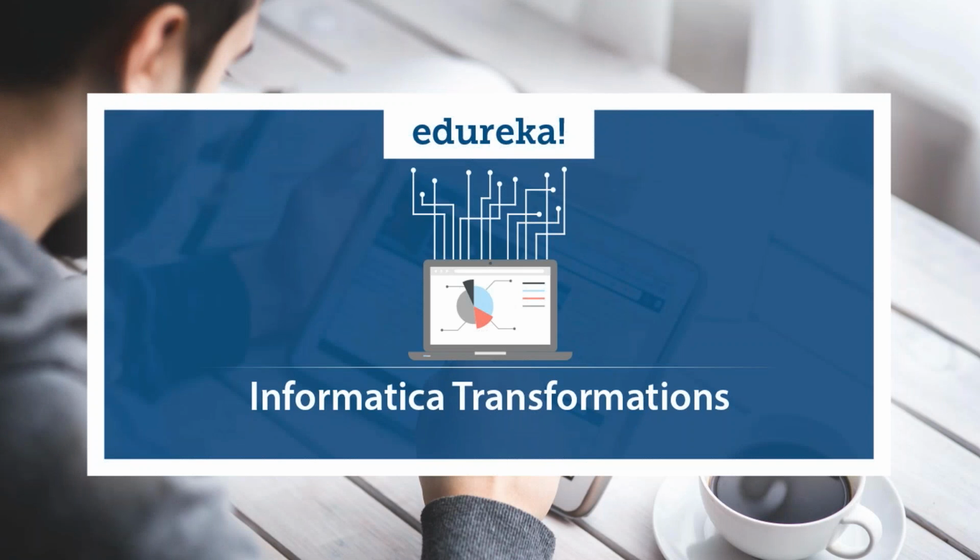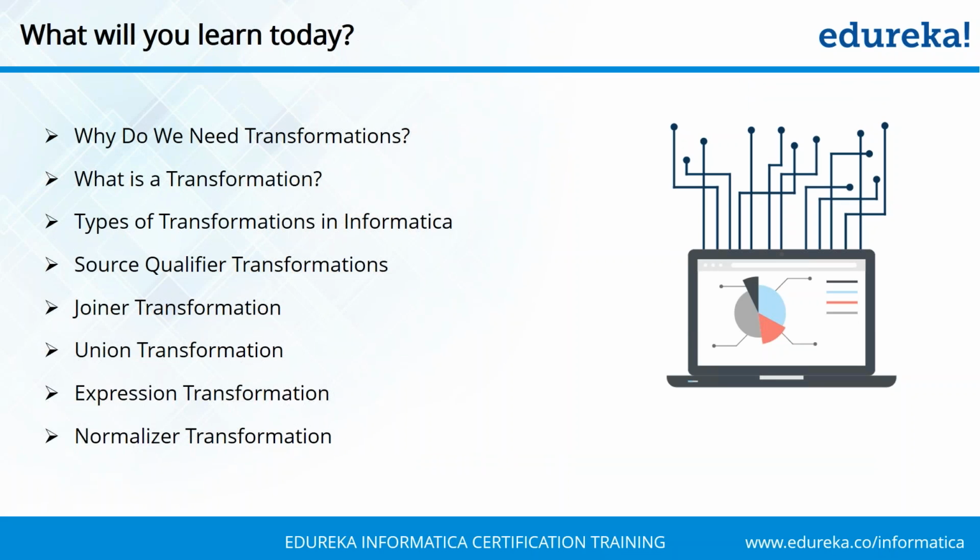Let's move ahead and look at today's agenda. We'll begin the session by first understanding why do we need transformations and why it was accepted in the industry. After that, we'll look at what is a transformation, followed by the various types of transformations that are present in Informatica. Now, Informatica offers us 33 different types of transformations, but we'll mainly be concentrating on 5 of the most commonly used transformations today. The first of those is the source qualifier transformation, which is a basic transformation used to convert the data types to Informatica supported data types.